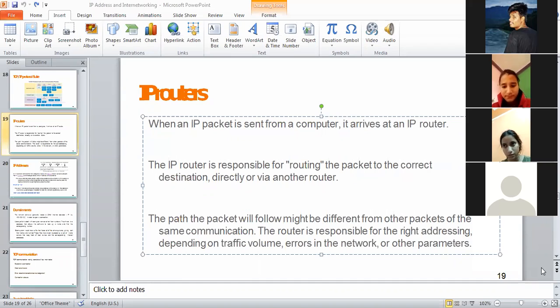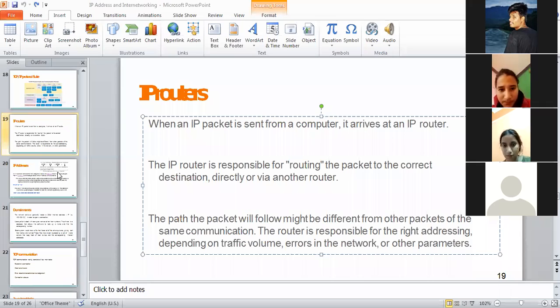See, the path the packet will follow might be different from other packets of the same communication. The router is responsible for the right addressing depending on the traffic volumes, errors in the network or other parameters, right? So this is all about the IP routers. I hope it is clear to all of you.